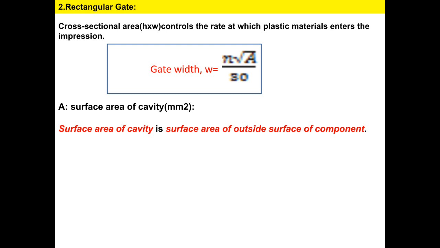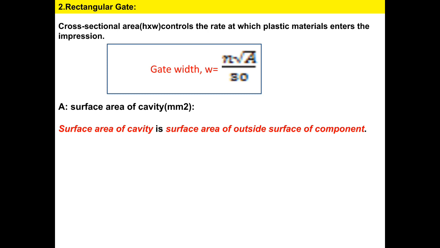Then the width of this rectangular type of gate, W. So cross sectional area is H into W. H is the thickness of the gate, W is the width of the gate, which controls the rate at which plastic material enters the impression. So cross sectional area of the gate is very important while designing the gate. So gate width can be found out.